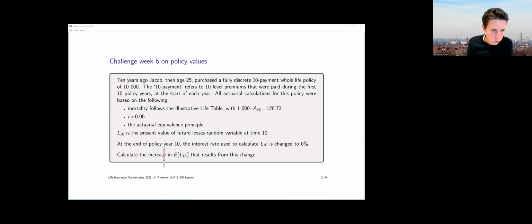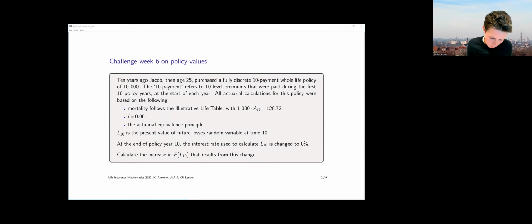Now, in the question, they tell us that at the end of policy year 10, the interest rate drops to 0%. So if you would then redo the calculation and calculate the expected value of this loss random variable, what would be the impact of that drop in interest rate? If you compare the original value of that policy value at time 10 versus the new one, what is the result of this change? Okay. Any questions before we start? Anything which was not clear?